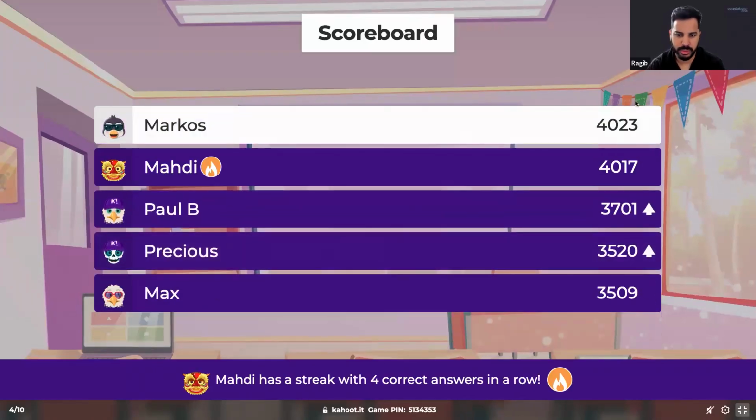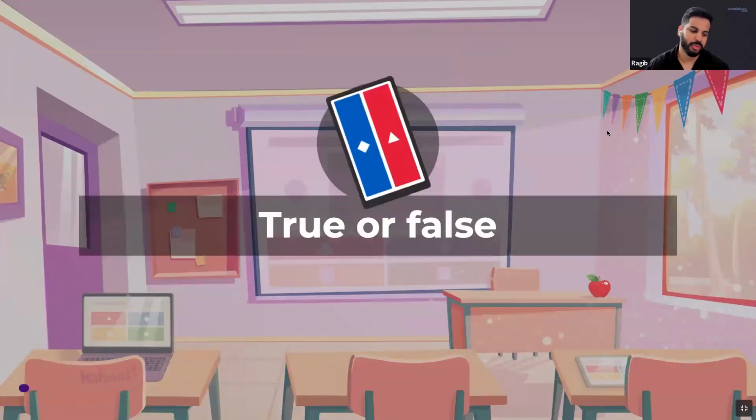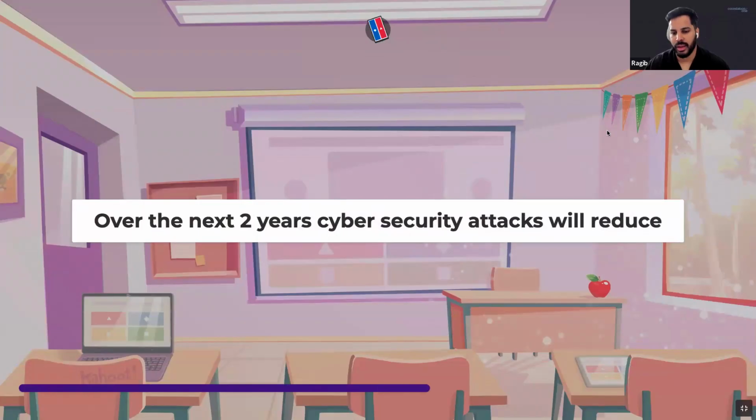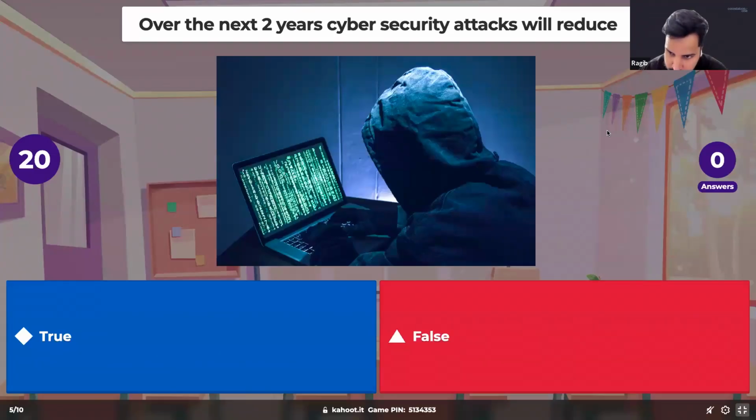All right, Marcos is leading. Madi is on fire. He's catching up to Marcos. Okay, let's go. All right, next, true or false? Over the next 2 years, cybersecurity attacks will reduce.